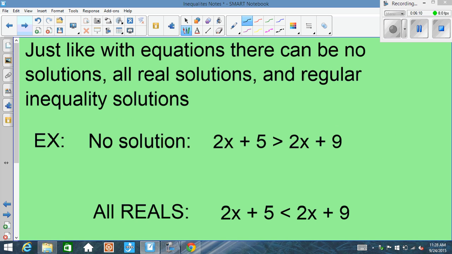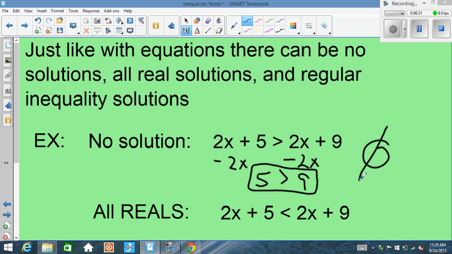Some practice problems are justifying. Just like with equations, there can be no solutions, all real solutions, and regular inequality solutions. So here's an example of a no solution. All right, negative 2x minus negative 2x. We get 5 is greater than 9. That is not true. This is not a true statement, so we would say no solution.